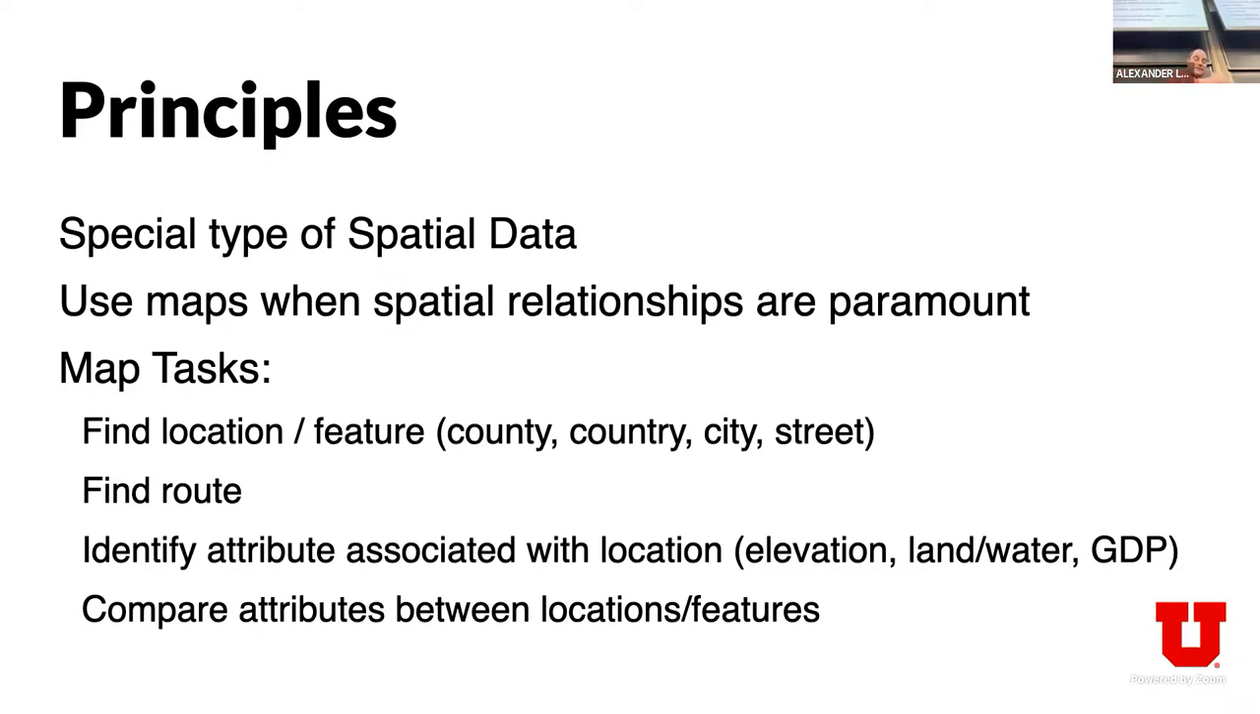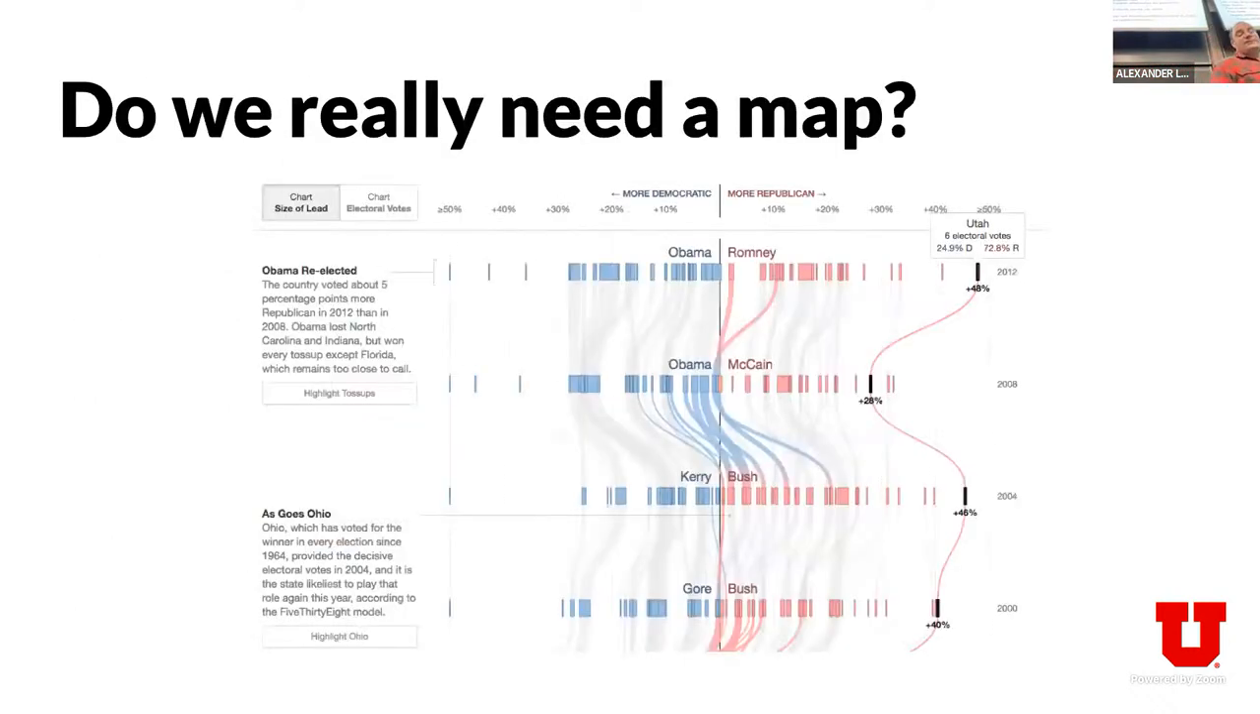So the principles of map visualization: maps are a special type of spatial data, and we should use maps really only when spatial relationships are the most important thing to show in your data. So tasks in a map, and if any of those is what you really want to support, then you should use a map, right? You want to find a location or a feature, like a county, country, city, or street. Do you want to find a route or identify attributes associated with the location? So for example, what's the elevation on the slope that I want to ski down, right? Or is it land or water, or what's the GDP there? Or if you want to compare attributes between locations and features.